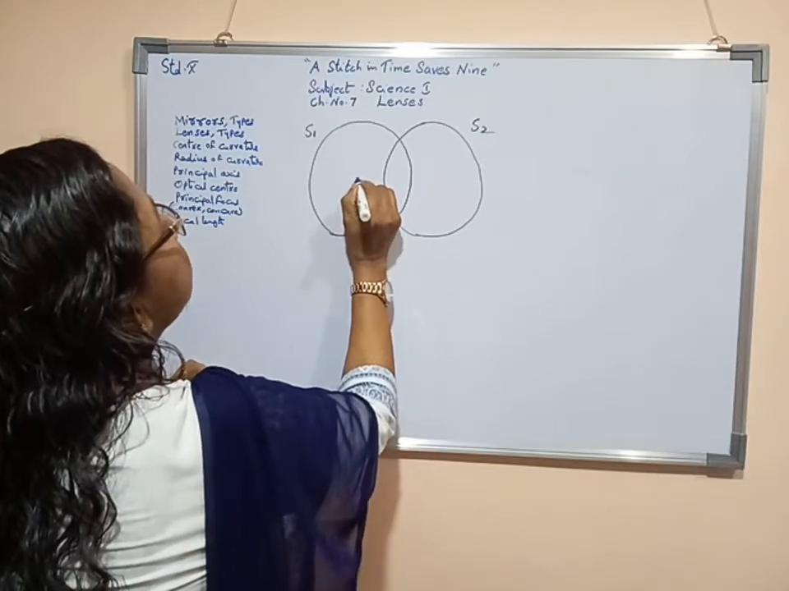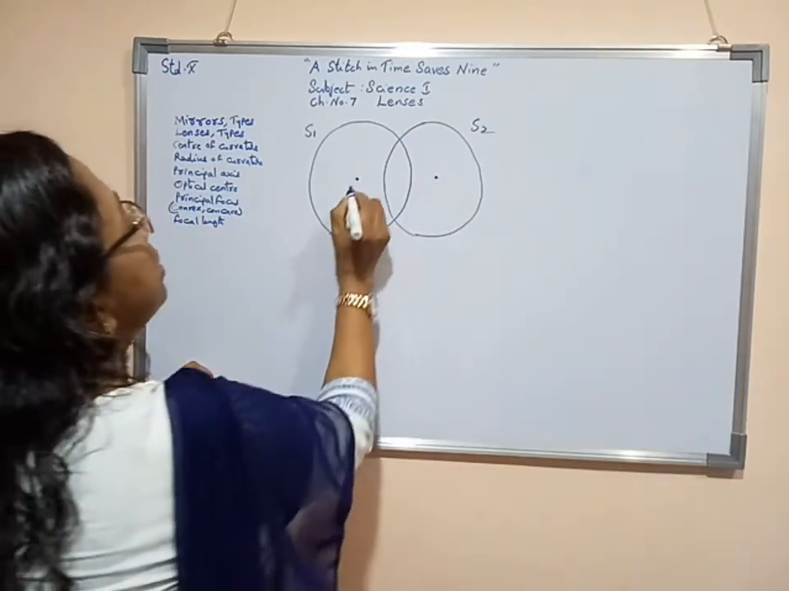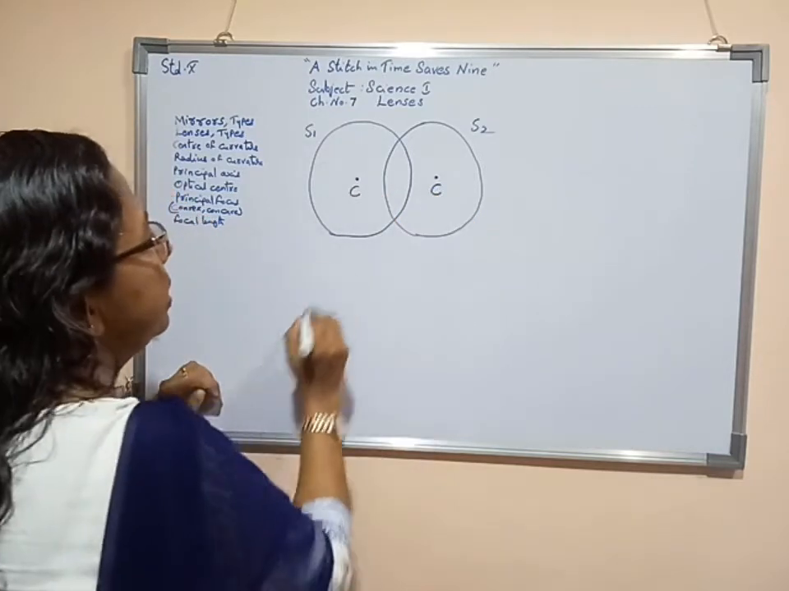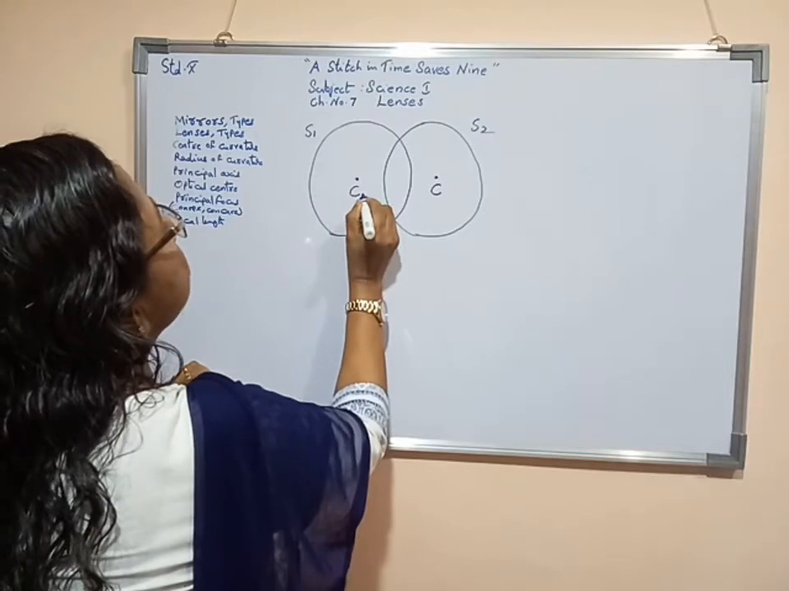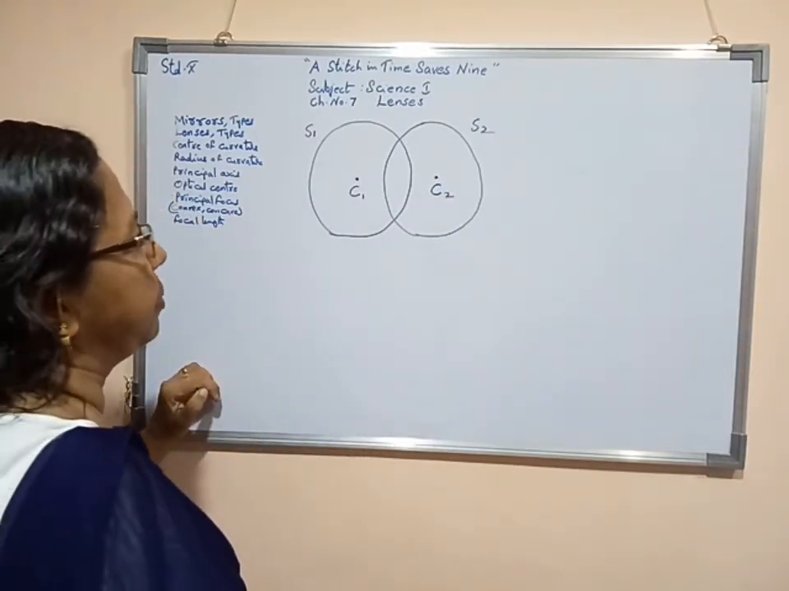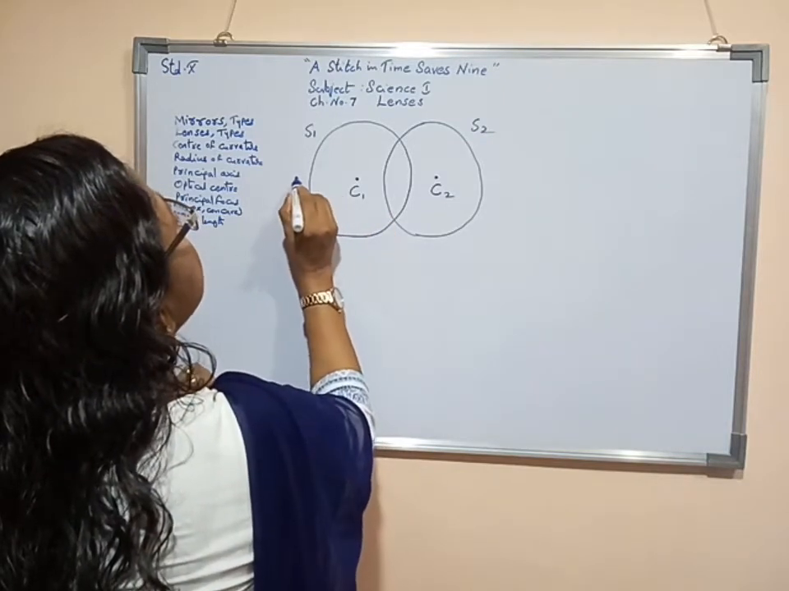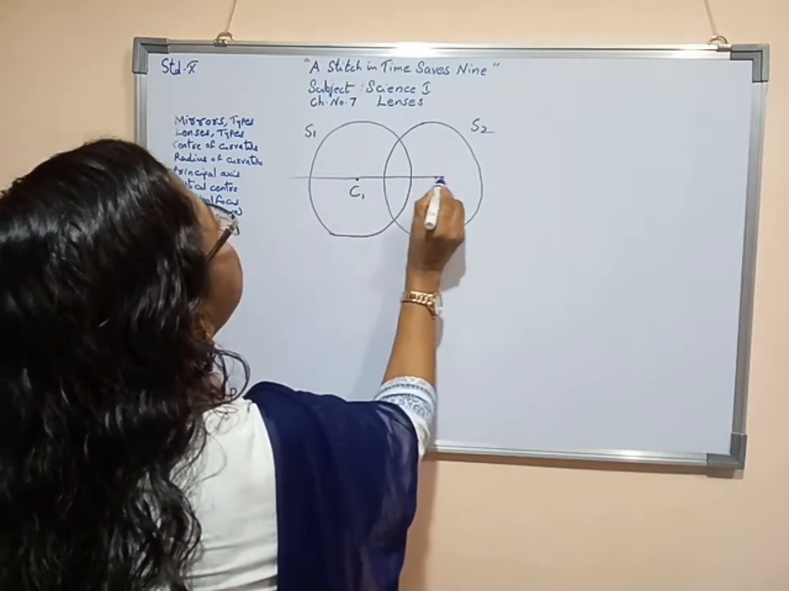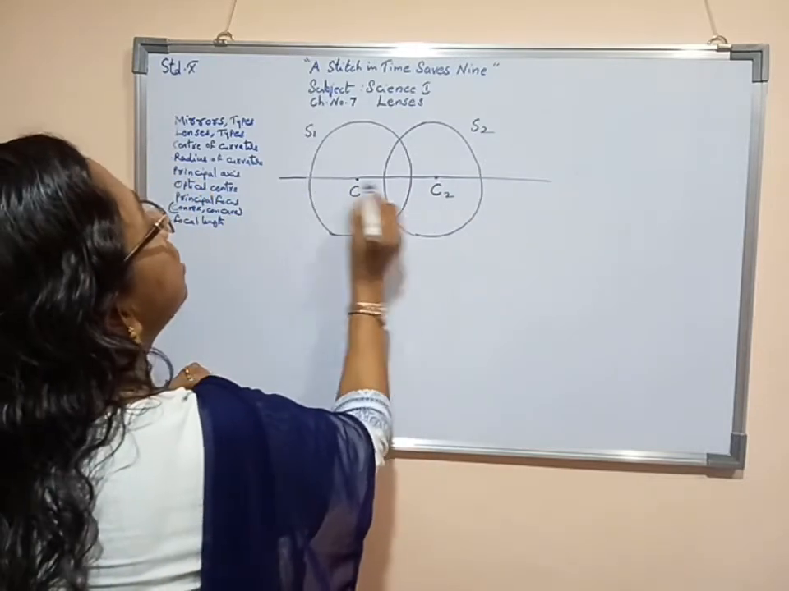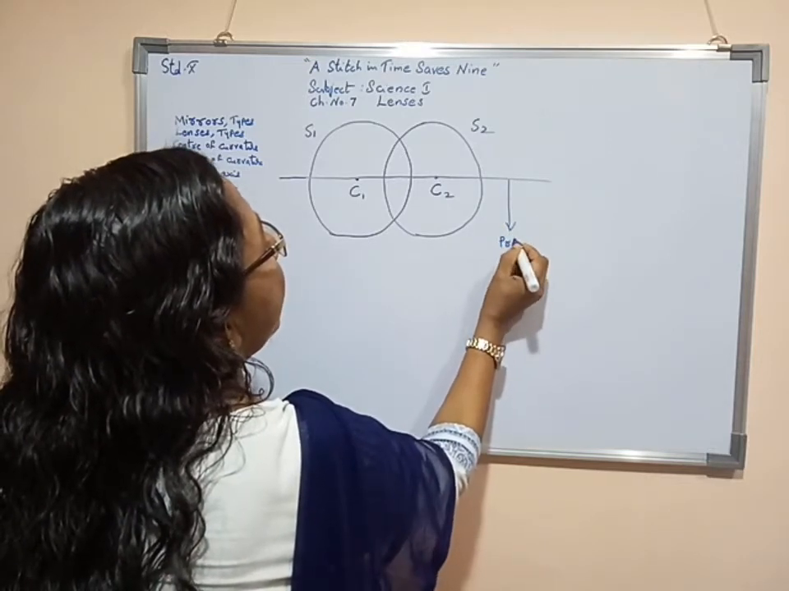This is the center of this sphere. Just imagine this is the center of this sphere. The center of the sphere I am writing as C. Here also C. This is the part of the first sphere, so C1 I am writing. This is the center of curvature of the second sphere. Now here I am passing one line through the centers of both the spheres. This line we can call the principal axis.